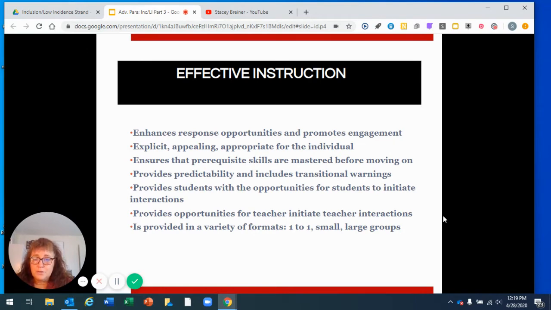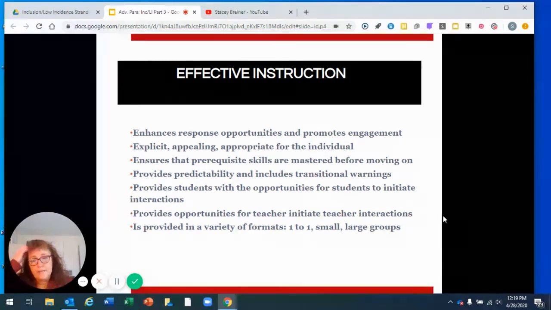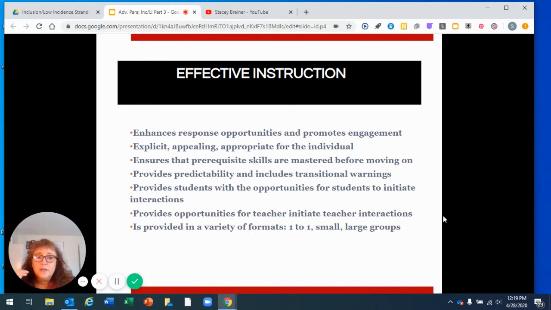Again, if the student has an IEP, what needs do they have? What supports need to be put in place to make sure that we're providing effective instruction to meet the needs of that student? We also have to make sure that they have the prerequisite skills to master before moving on. All too many times we move very quickly through a unit and students have not mastered those prerequisite skills. So it's very important that we see prerequisite skills being mastered before we move on.